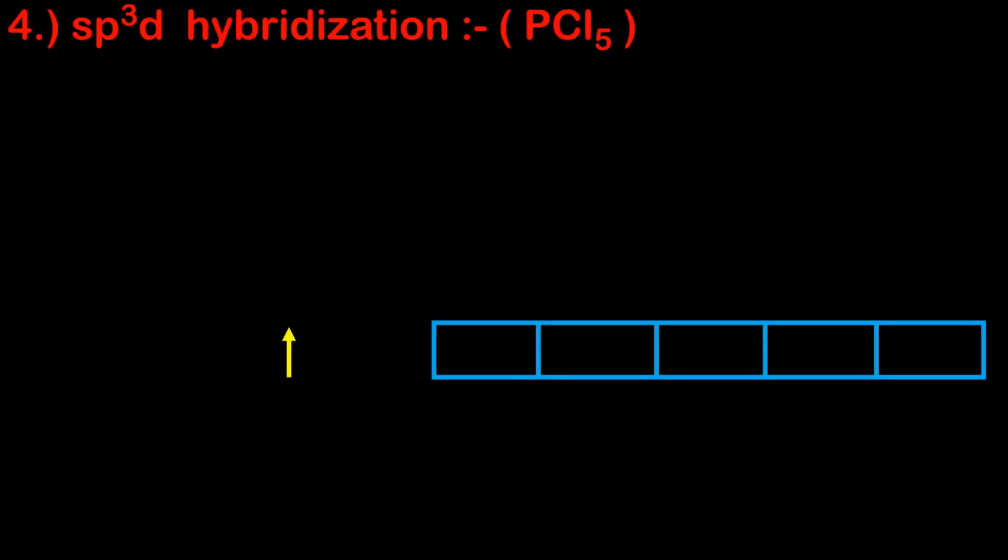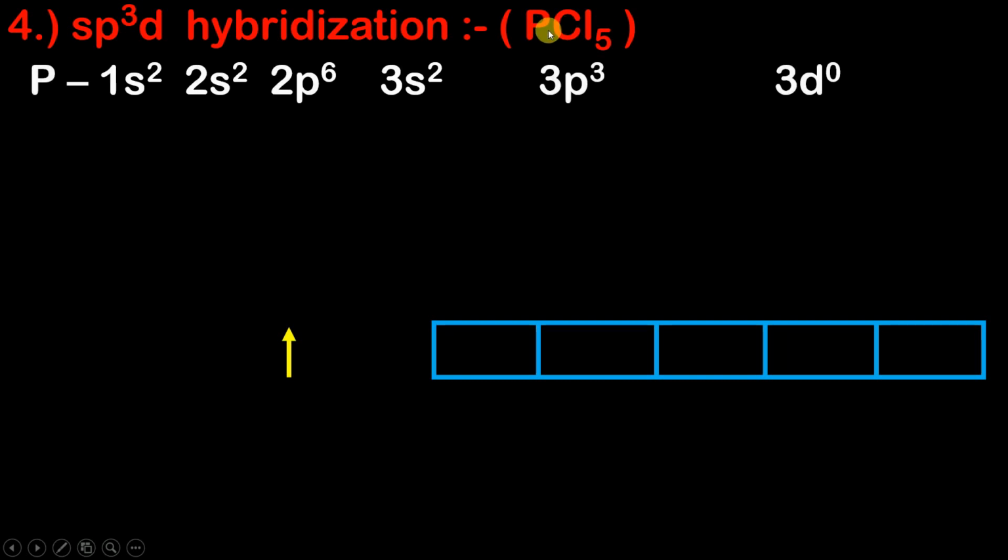Now moving on to the next one, sp3d hybridization in PCl5. So here, in PCl5 we are going to consider the center atom, that is phosphorus, and the electronic configuration of phosphorus is 1s2, 2s2, 2p6, 3s2, 3p3 and 3d0. I can write 3d0, am I right? I am not doing anything wrong over here.